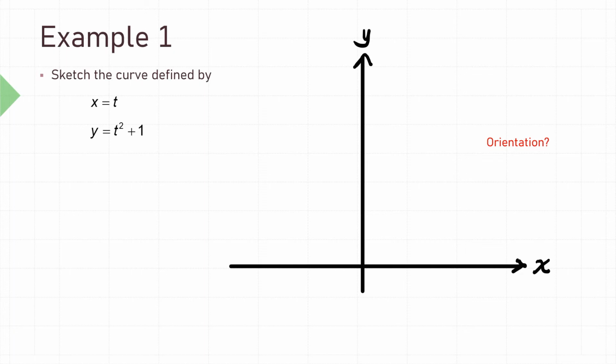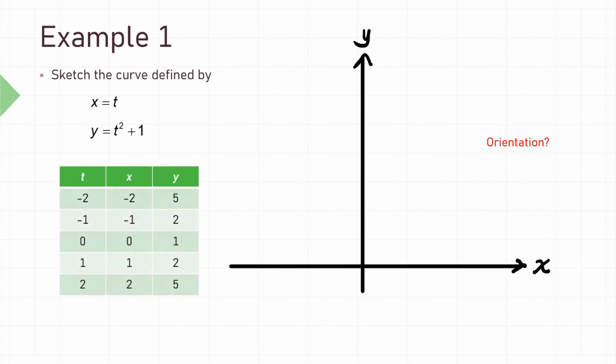Now let's consider example 1. Suppose we need to sketch the curve defined by the parametric equations x equal to t and y equal to t squared plus 1. What should we do? We can find the values of x and y for different values of t. Suppose t equal to -2, so we get x equal to -2 and y equal to 5.